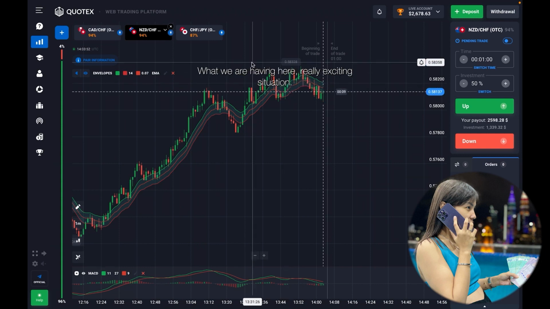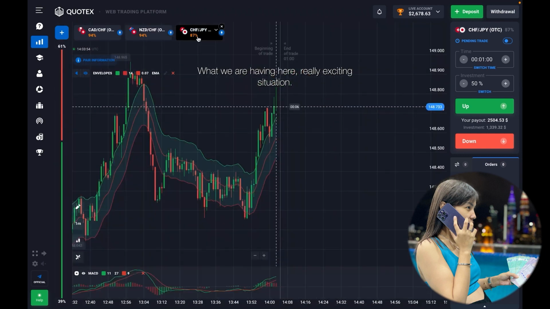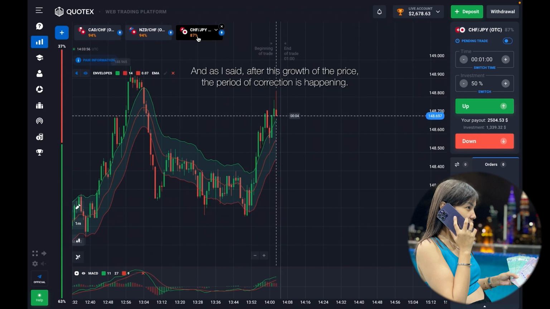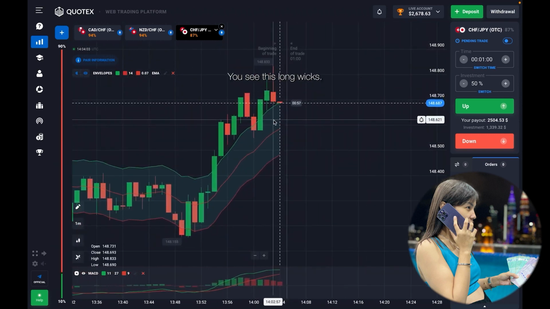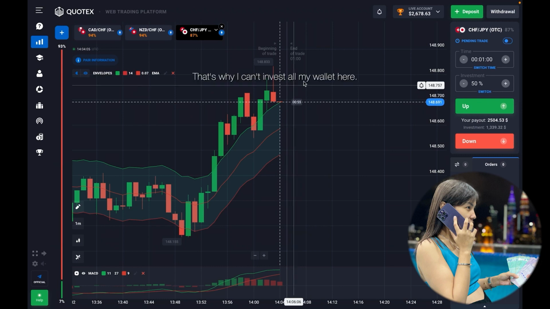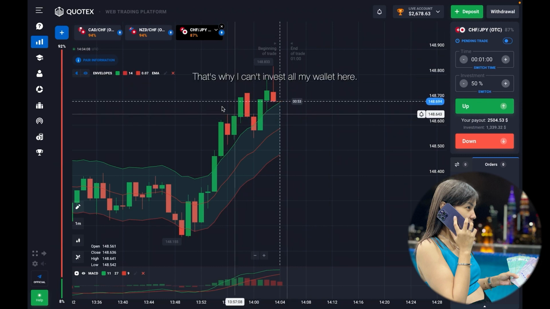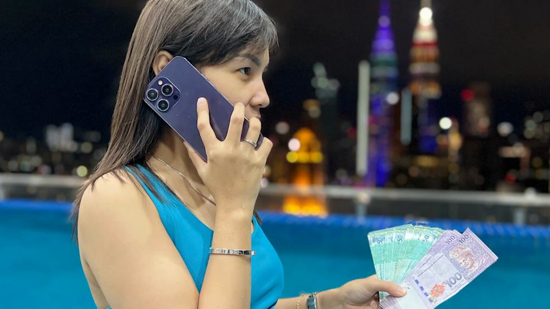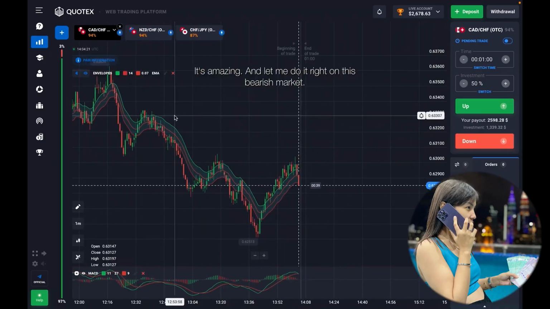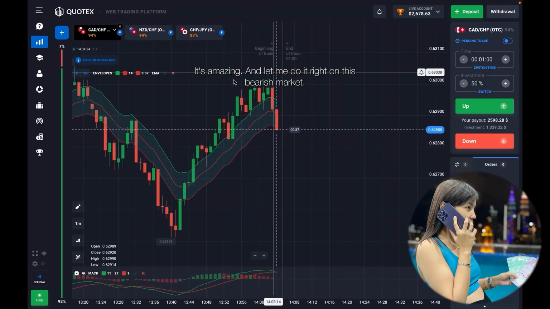What do I have here? A really exciting situation, and as I said, after this growth of the price, the period of correction is happening. You see these long wicks, I think it's a little bit risky, and that's why I can't invest all my wallet here. Yes, I want to search for the best situation, and that's why let's check my first currency, Canadian dollar, Switzerland franc. I'm really super happy that this percentage of payout has grown up to 94%, and it's really amazing. And let me do it right now, right on this bearish market.